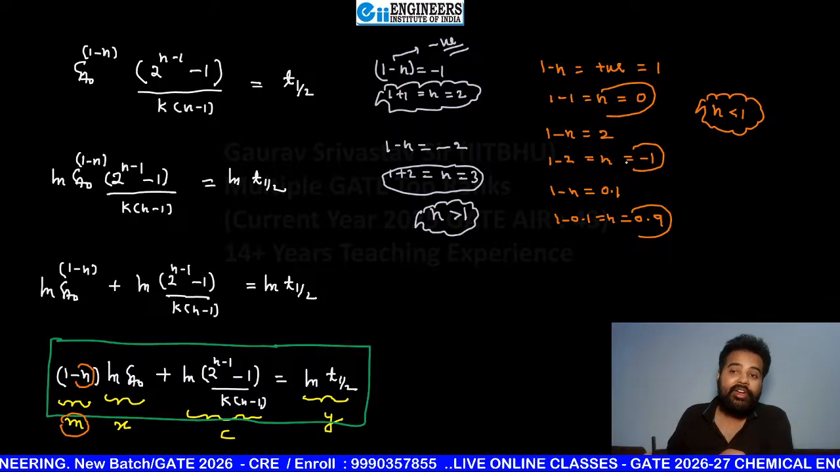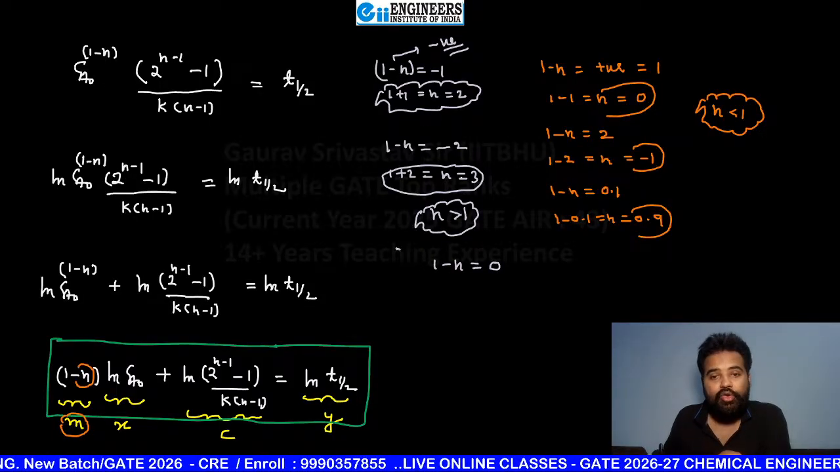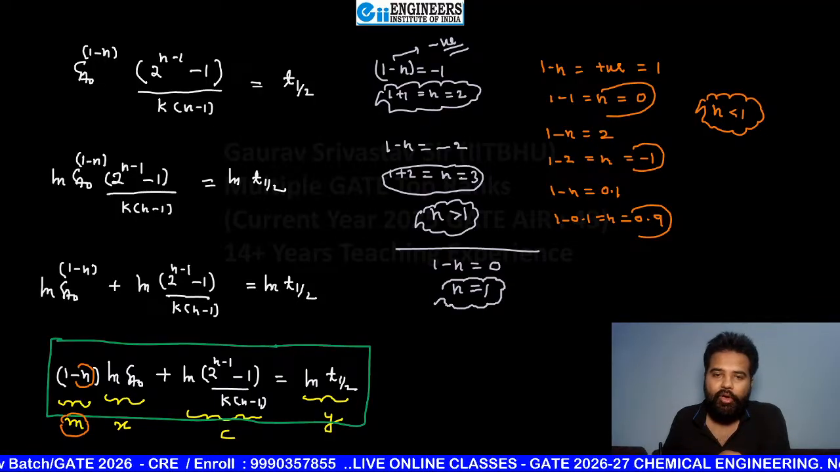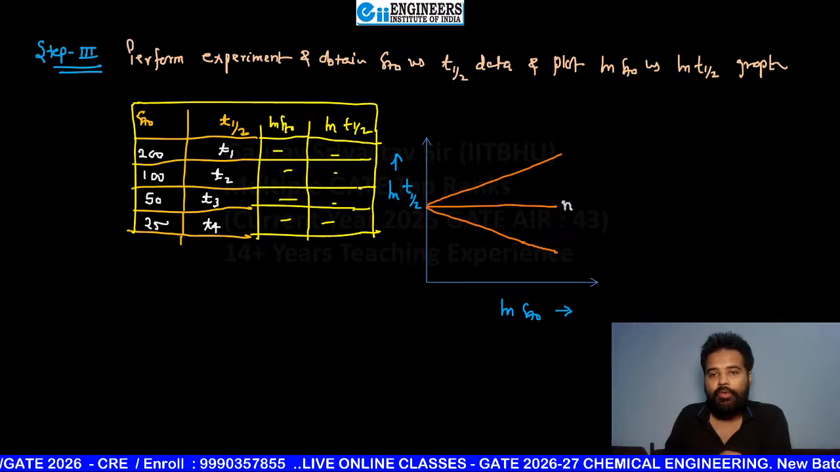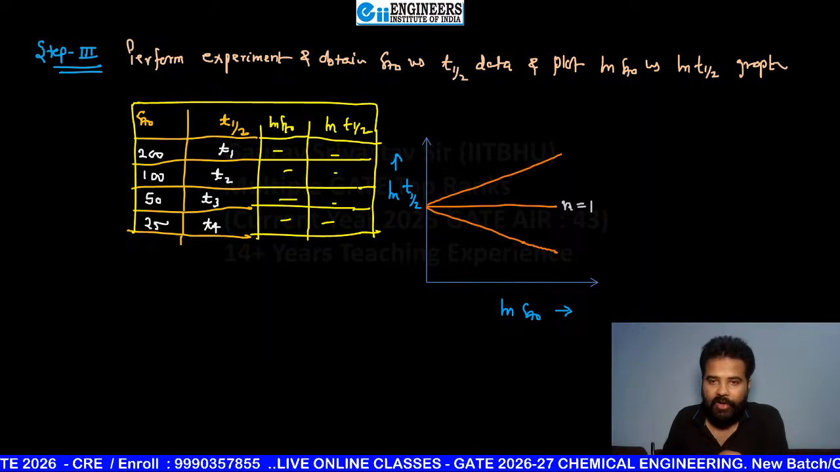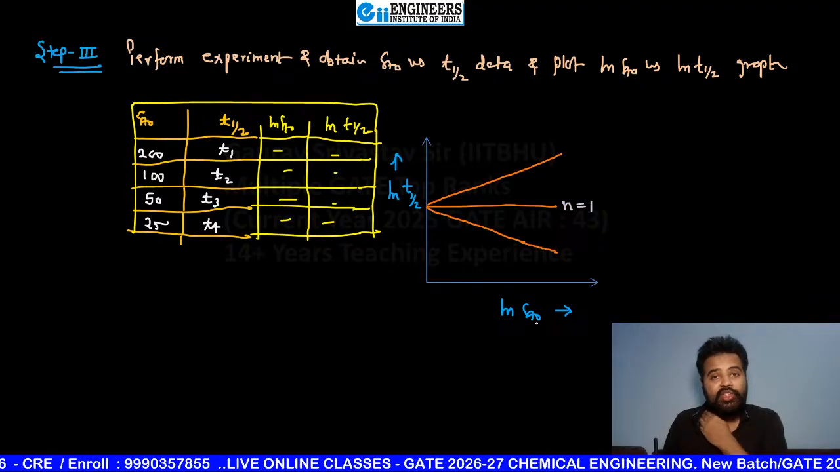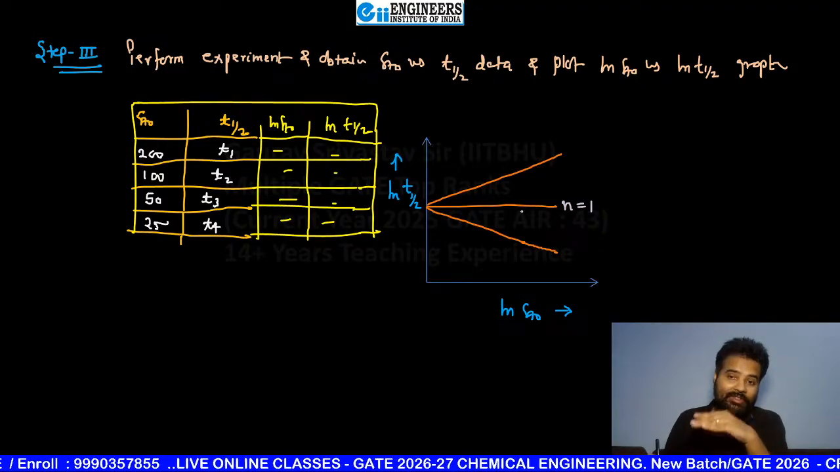And a straight line is possible when the slope is 0. When the slope is 0, that means it is a first order reaction. If it is a straight line, clearly you can see half life is independent of initial concentration, so it will be just a straight line horizontal to the x-axis, parallel to the x-axis.